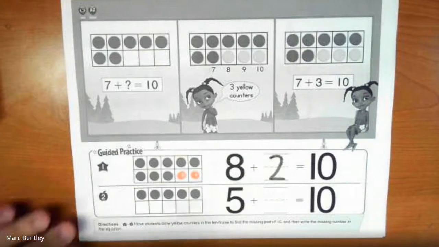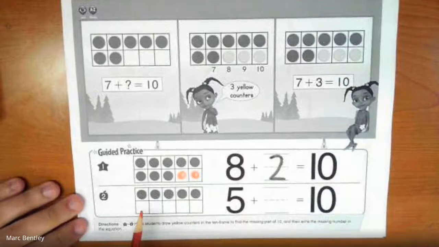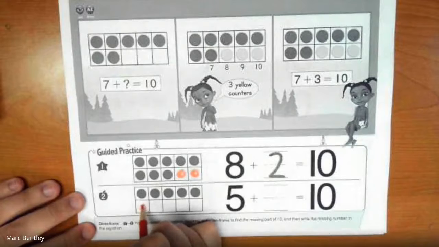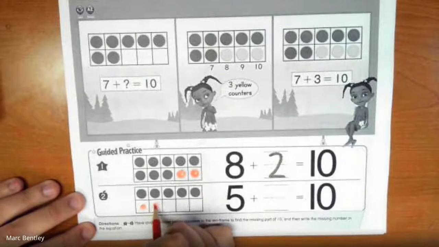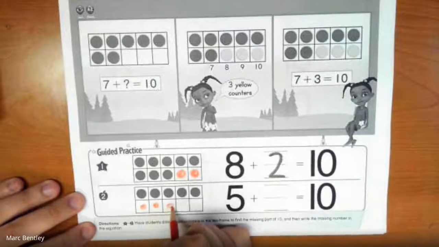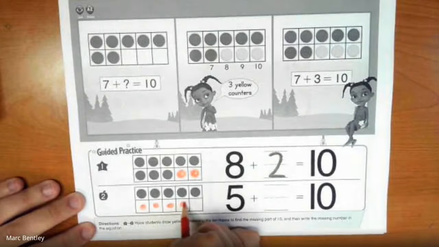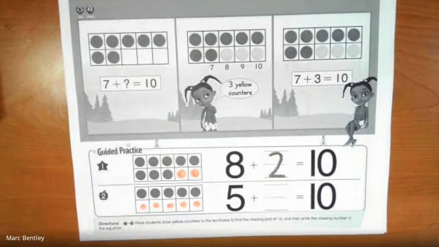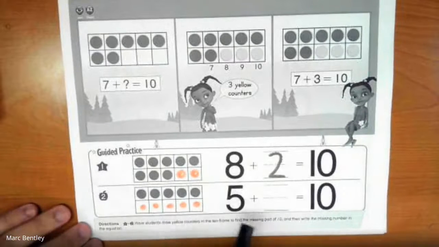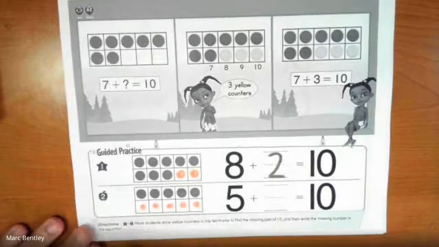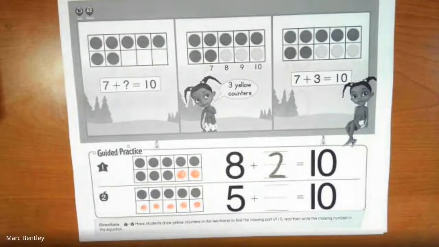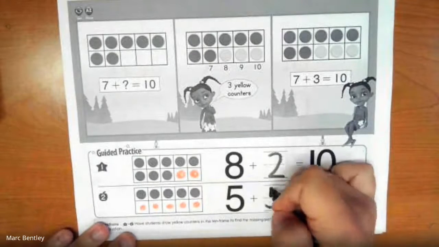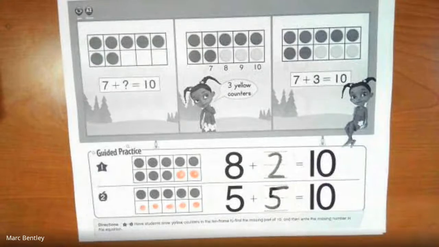Now what about if I have 5? So if I have 5, I need 1, 2, 3, 4, and 5 more to make 10. So I know now that 5, which I started with, plus another 5 equals 10.